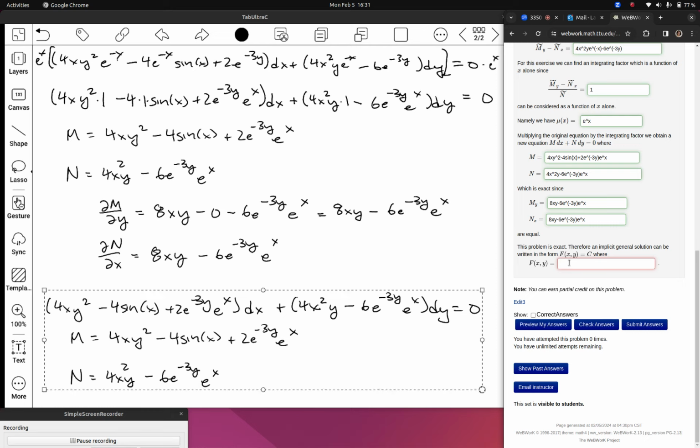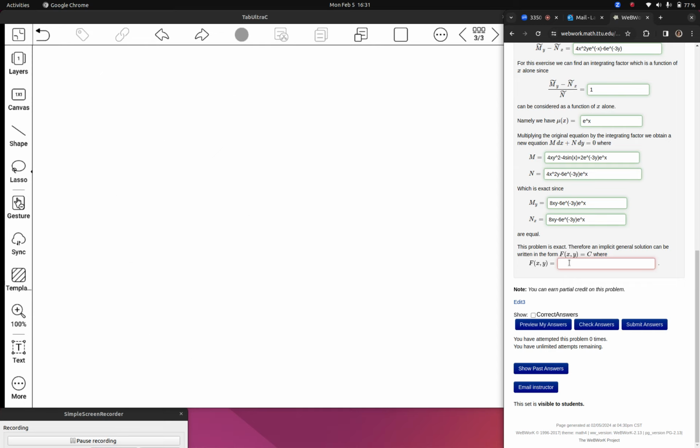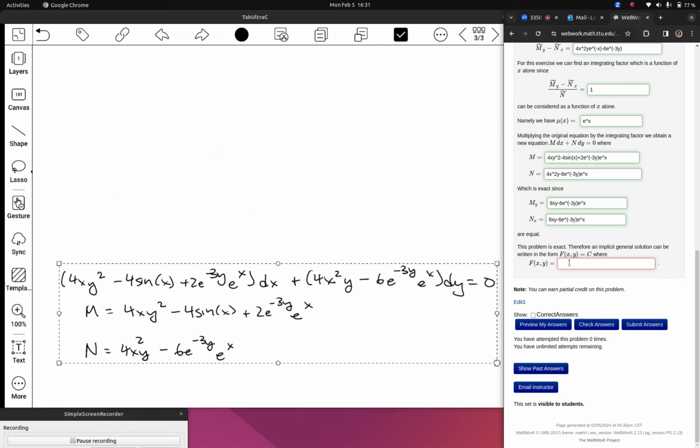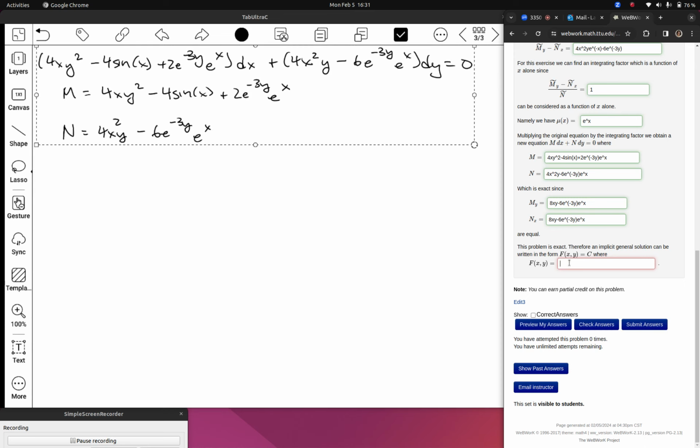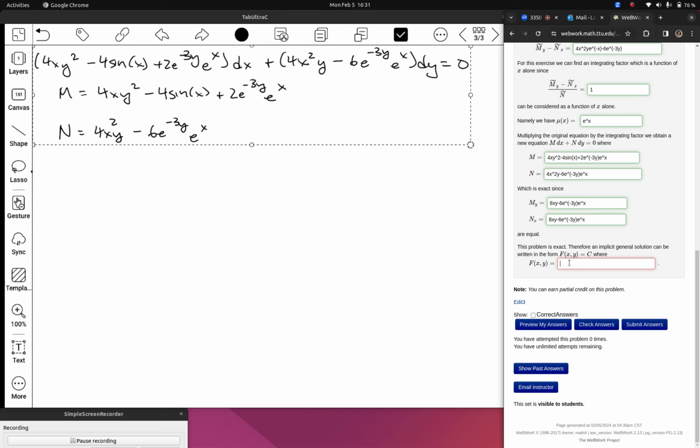One thing that's nice about being on a board, although my handwriting is much worse at a board, is that there's a lot more space for stuff. So, now that we know it's an exact equation, we can follow the steps to solve it by integrating our M, solving for our unknown g, and then saying that must be what our f is.